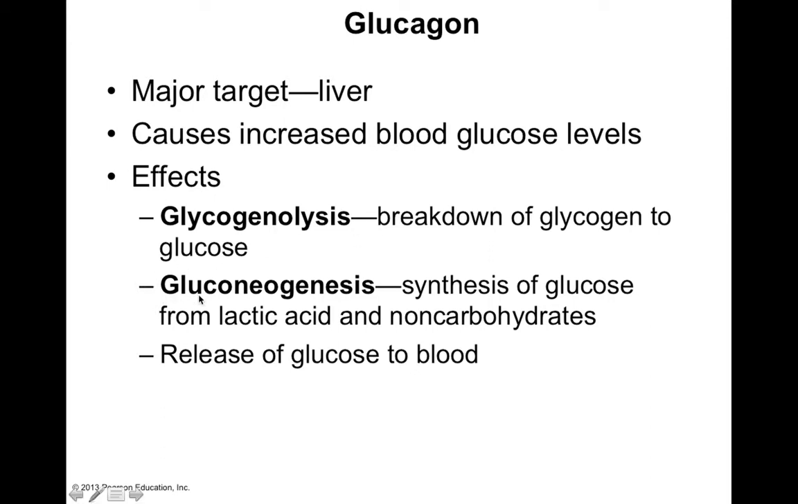Now, what's also interesting is that glucagon can also stimulate something called gluconeogenesis. Gluco means sugar, neo means new, genesis means to make. So gluconeogenesis means to make new sugar, or make new glucose. And so what happens here is that glucagon actually stimulates the synthesis of glucose from lactic acid and other non-carbohydrates. Through this process of gluconeogenesis, glucagon is able to raise blood glucose levels by making new glucose and then incorporating that into your bloodstream.